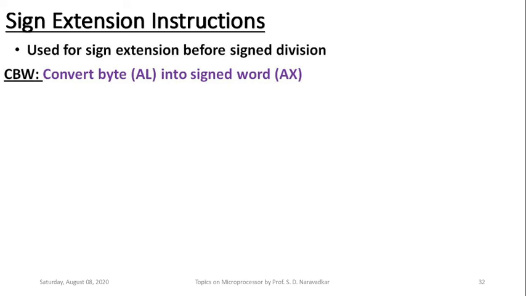There are two instructions. Out of that, the first instruction is CBW. It is convert byte to word. But where is that byte? That byte is in the AL register. Convert that byte in the AL register into a signed word, and that word is to be copied to the AX register.